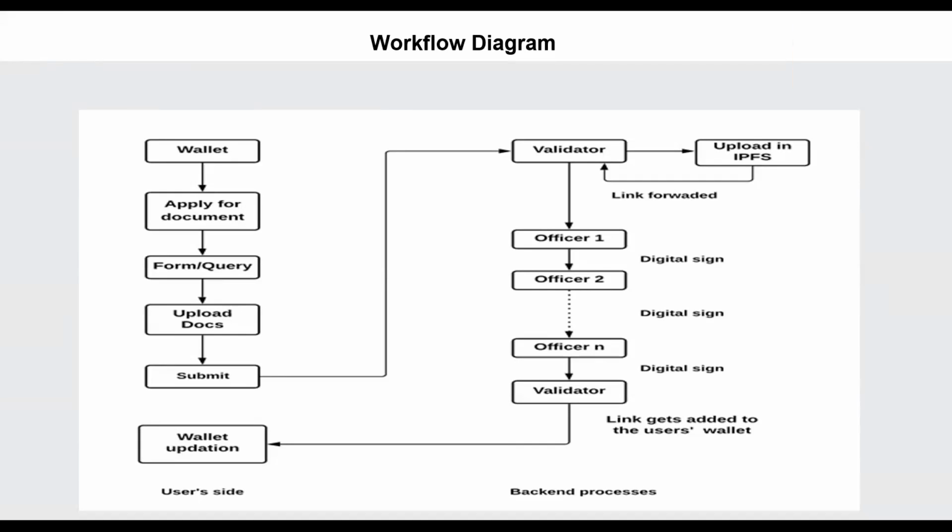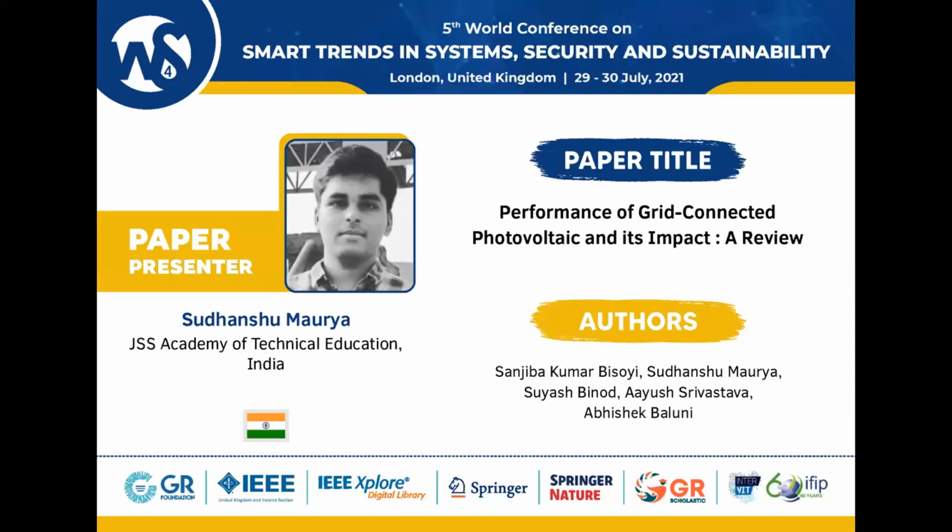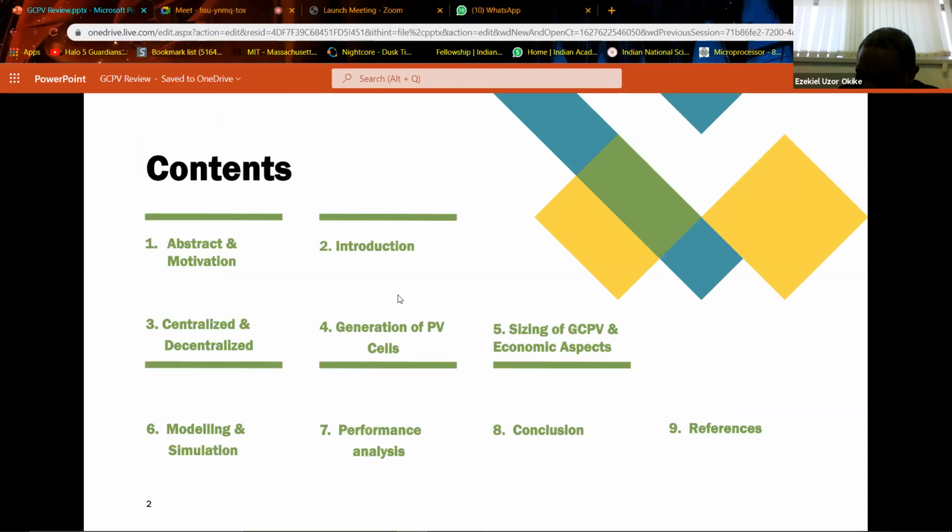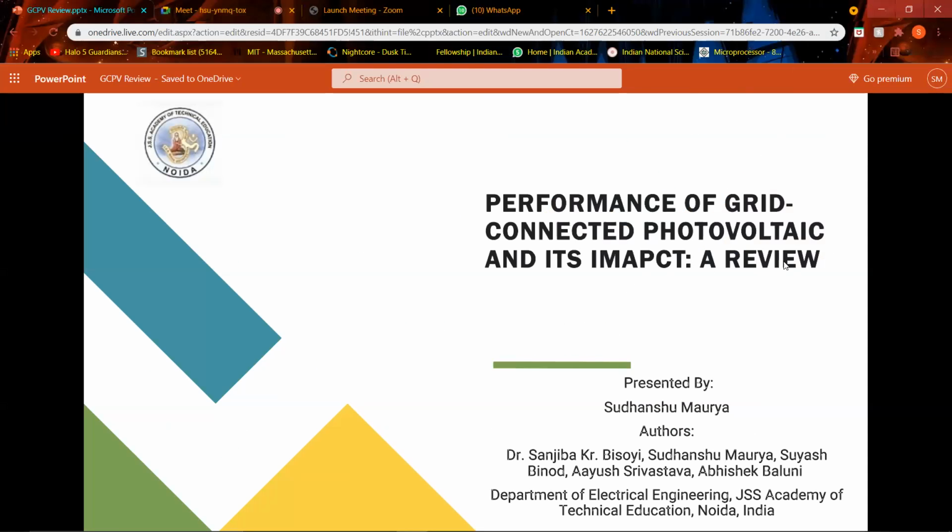Thank you, sir. Now we go to the third presenter. Yes, sir. Our next presentation is from Mr. Sudhanshu Maurya. The paper title is Performance of Grid-Connected Photovoltaic and Its Impact, a Review. Hello, am I audible? Yes, Mr. Sudhanshu Maurya, go ahead. You have 15 minutes for your presentation, out of which 12 minutes to present and 3 minutes for questions. Okay, thank you. Is my screen visible? Yes, it's visible.